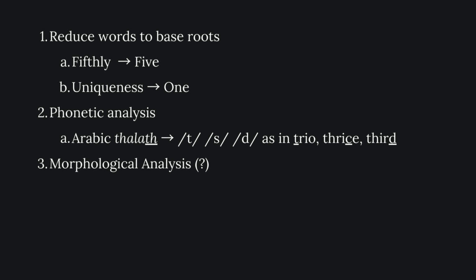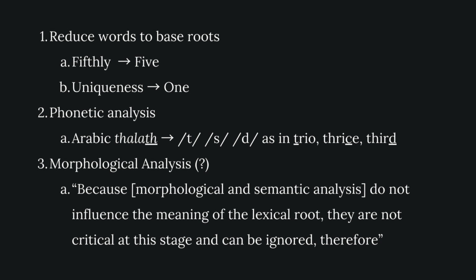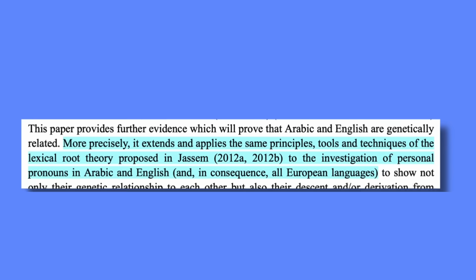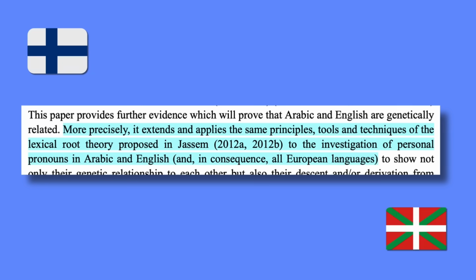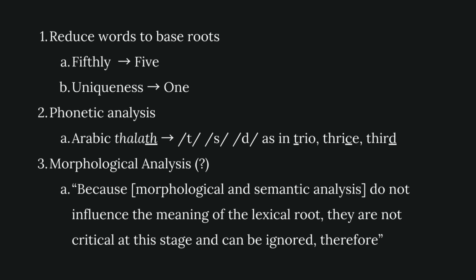Like I said, his third step he claims to use is morphological and semantic analysis, though in the same paragraph he says that because morphological and semantic analysis do not influence the meaning of the lexical root, they are not critical at this stage and can be ignored. Therefore. So, whatever. He also claims that lexical root theory can, in consequence, also explain the Arabic origins of all European languages, which is a problem since it's not clear what he means by European language. Does this also include Uralic languages like Finnish?